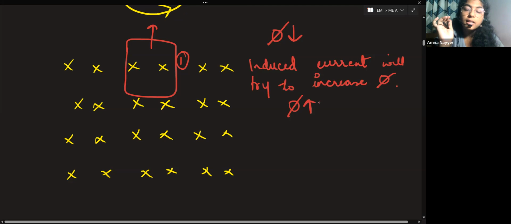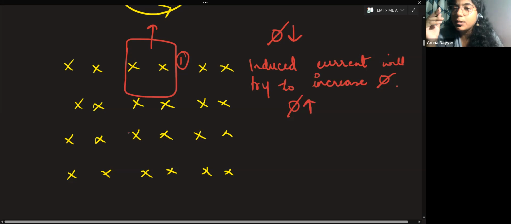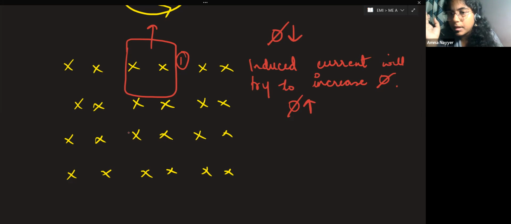Now understand this carefully because in the next two parts I'll ask you one by one. So listen and understand this carefully. This is very easy. A very scoring topic is there in your Lenz law. So what does the induced current try to do? The induced current tries to increase the magnetic flux. Now, how will it increase the magnetic flux? By increasing the magnetic field.